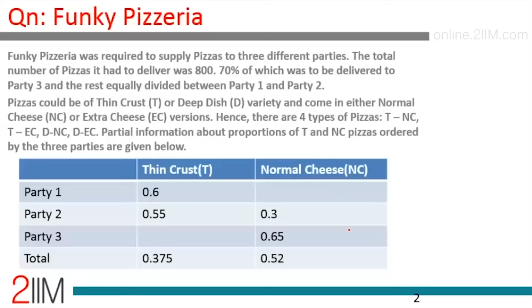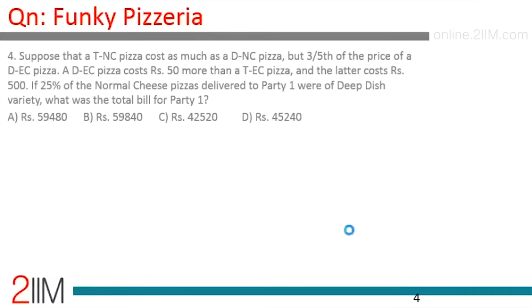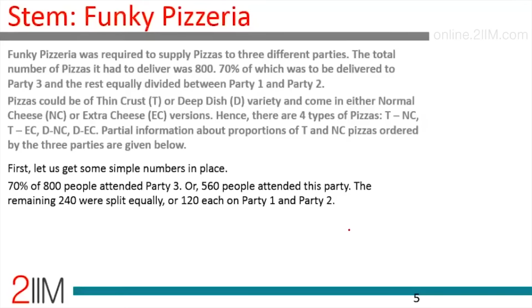And in all of these puzzle type of thing, it's very important to get the overall picture. 3 parties, 1, 2, and 3, 120, 120, 560. In each of these 3 parties, we have thin crust and deep dish. We have to get those numbers. We have normal cheese and extra cheese. We have to get those numbers. But if you get all these data points, you can. This question is going to be a breeze. And so I'm going to work towards that. These are the questions. We'll come to the questions right at the end after getting some amount of detail in.